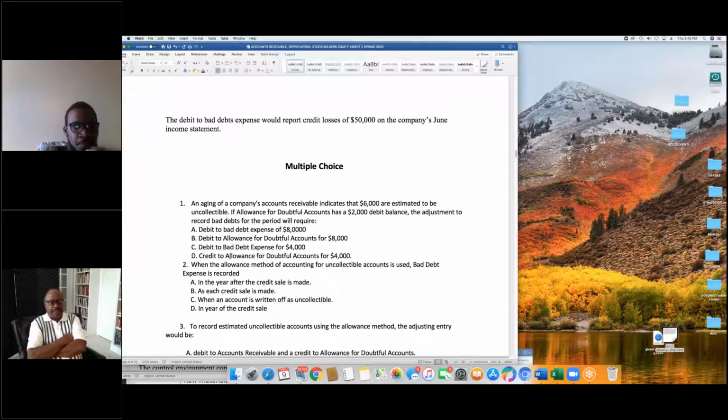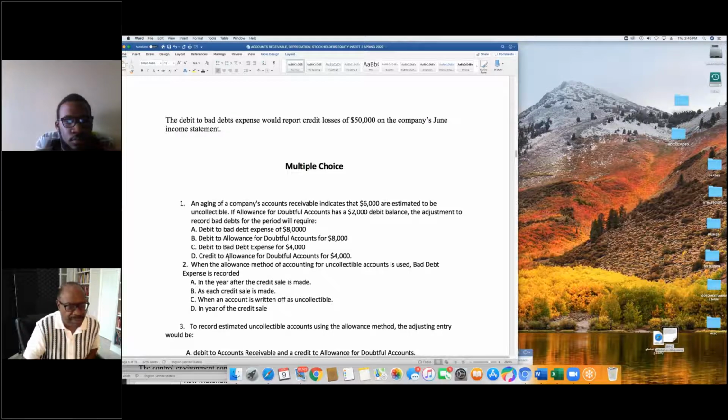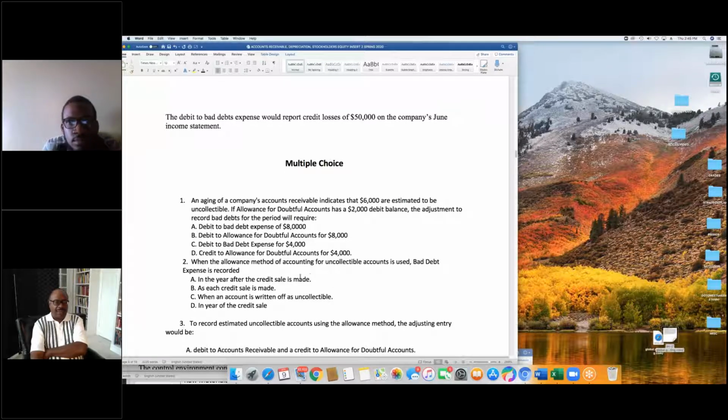When the allowance method for accounting of collectible accounts is used, bad debt expense is recorded when? In the year after the credit sale? No, the year of. Should be in the year of the credit sale. D. Yeah, should be D.